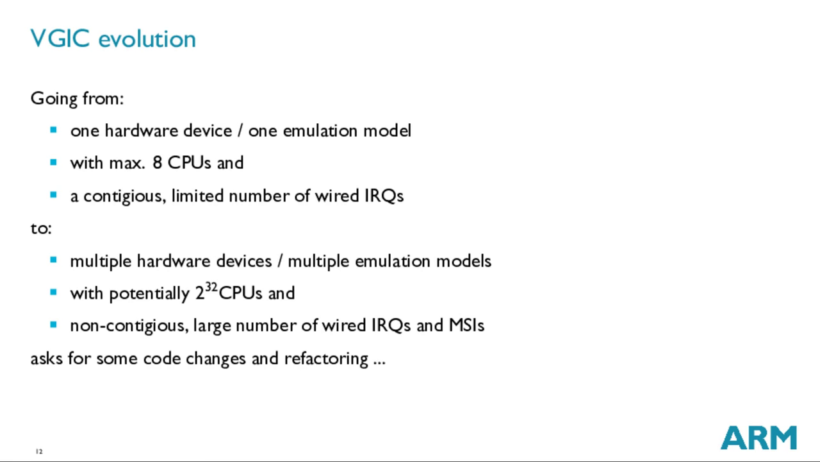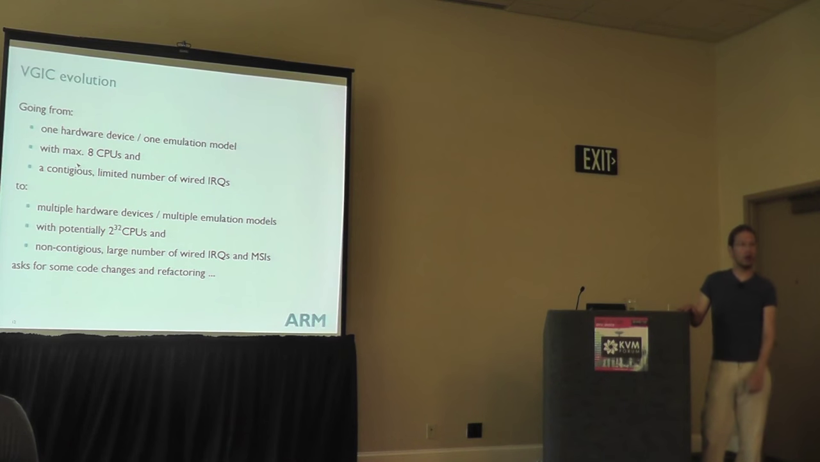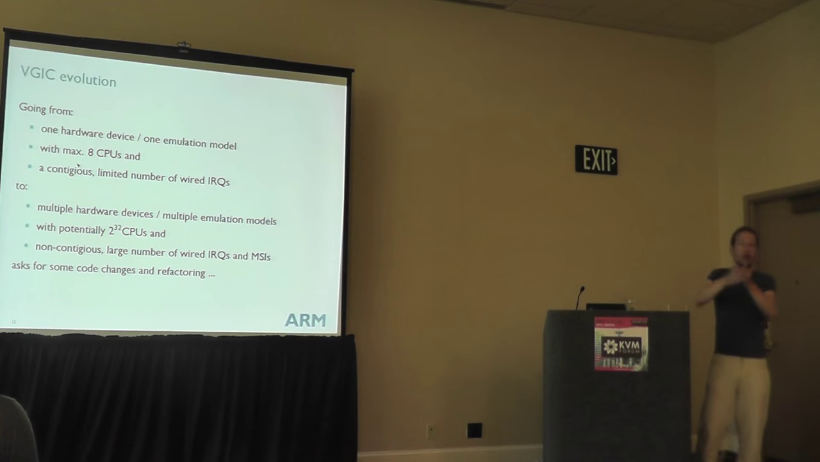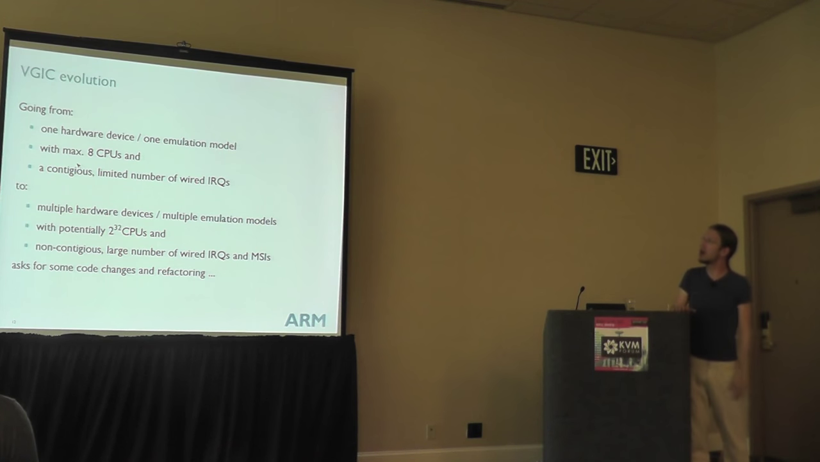Okay, the vGIC evolution. So in the beginning, when there was the first ARM virtualization support for the vGIC, we had one hardware that was the GICv2. We could emulate one GIC model to the software, which was the GICv2. So we had one-to-one, basically, simple.